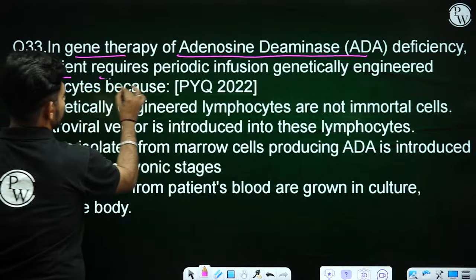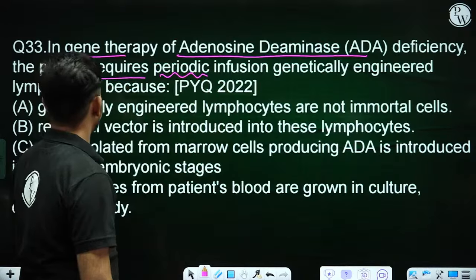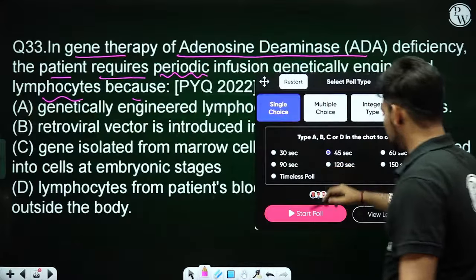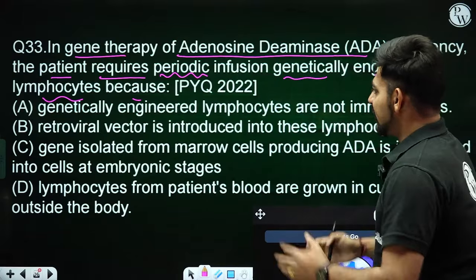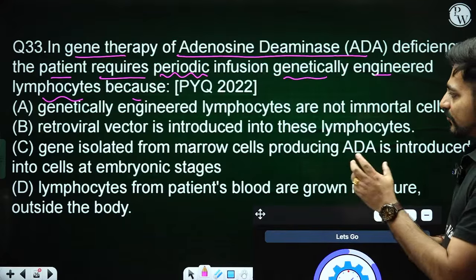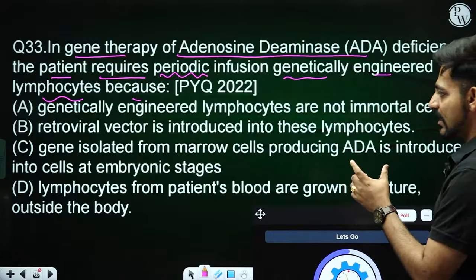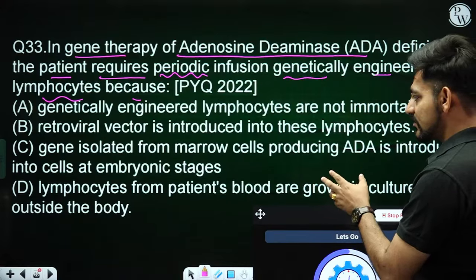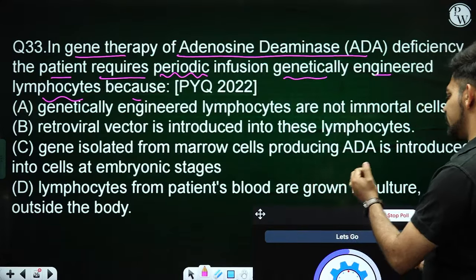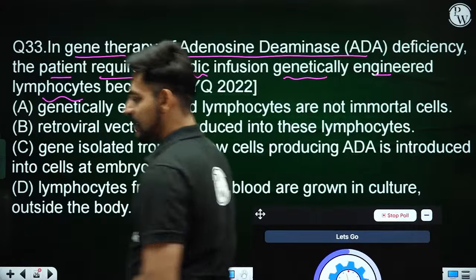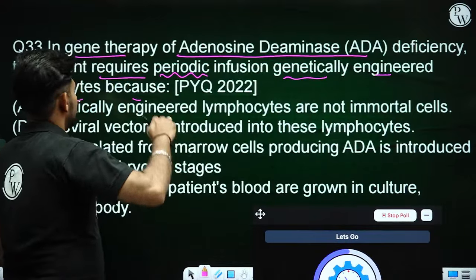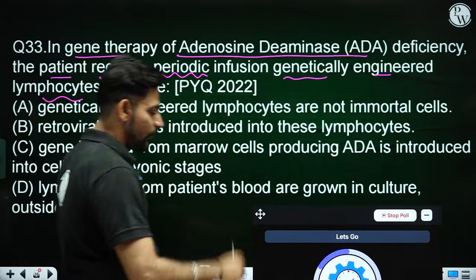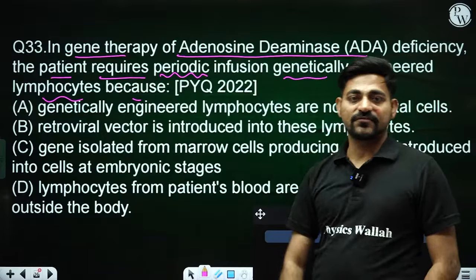focus on this particular word, the patient requires periodic infusions of genetically engineered lymphocytes because genetically engineered lymphocytes are not immortal cells. A retroviral vector is introduced into these lymphocytes. Gene isolated from marrow cells producing adenosine deaminase is introduced into the cells of embryonic stages. Okay, lymphocytes from the patient's blood are grown in culture outside the body. Now, why exactly is there a need of frequent infusion of genetically modified lymphocytes in the body of the patient? Here we are not talking about the embryonic phase of the patient.